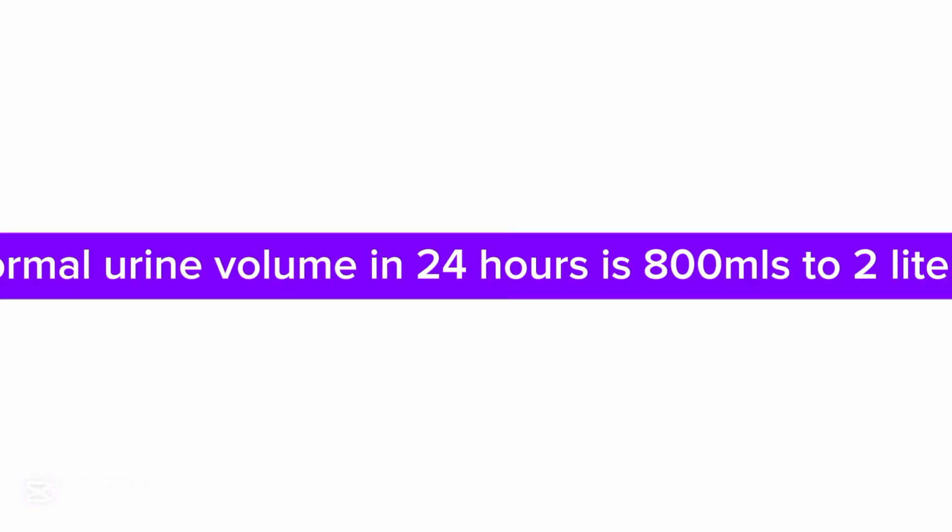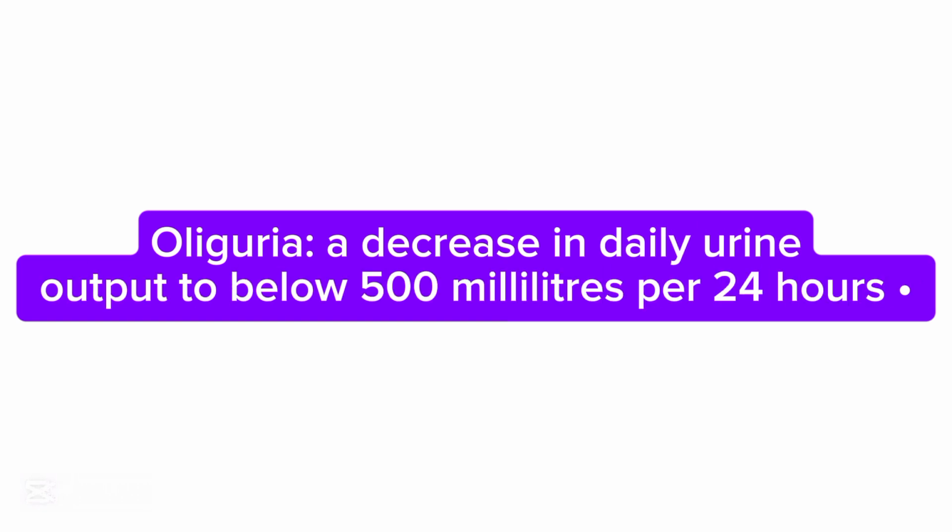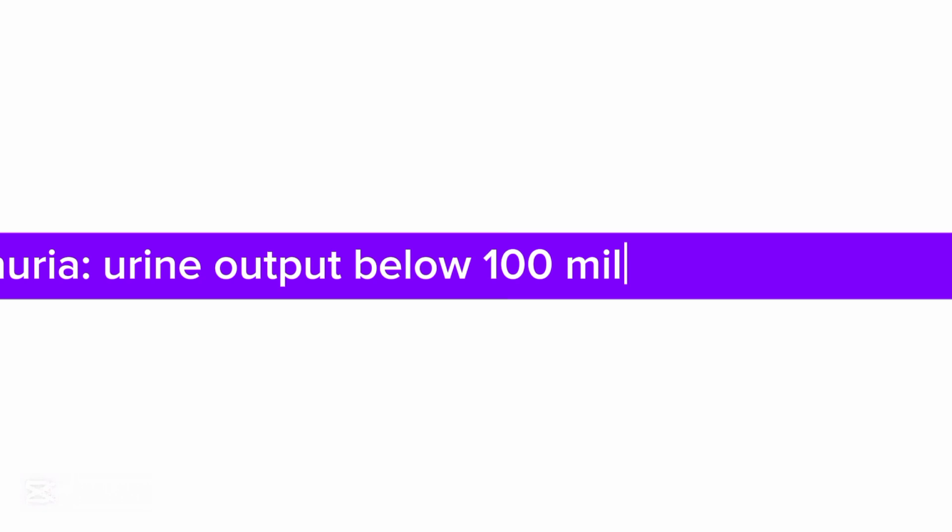Normal urine volume in 24 hours is 800 milliliters to 2 liters. Polyuria, an increase in daily urine output to greater than 2.5 liters per 24 hours. Oliguria, a decrease in daily urine output to below 500 milliliters per 24 hours. Anuria, urine output below 100 milliliters per 24 hours.